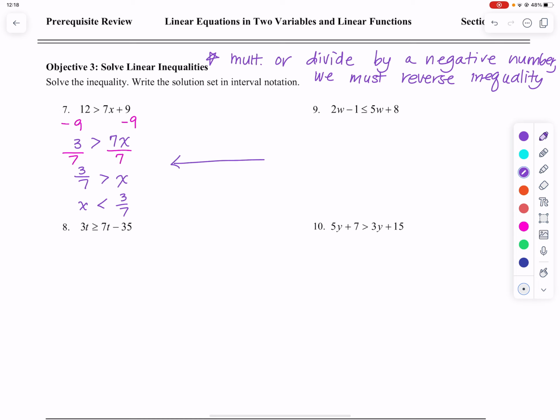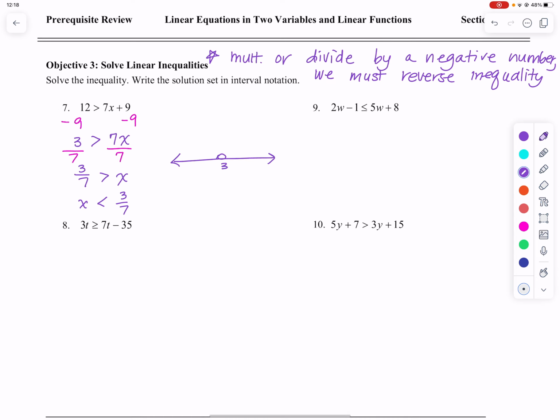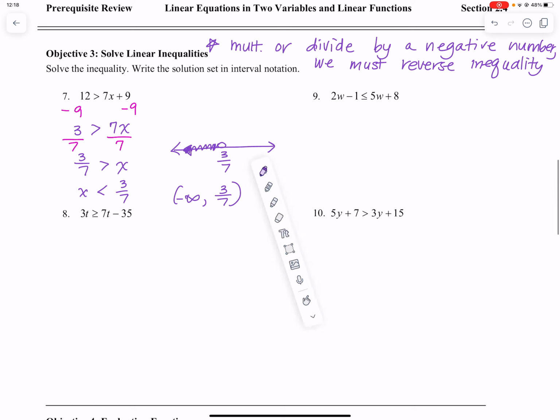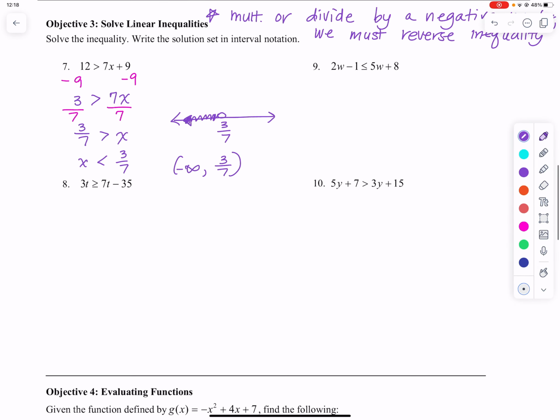And on a number line, if you have 3/7 and we want everything less than 3/7, we have negative infinity to 3/7 with a parenthesis. And that is our solution, okay? Let's go ahead and take a look at number 8.